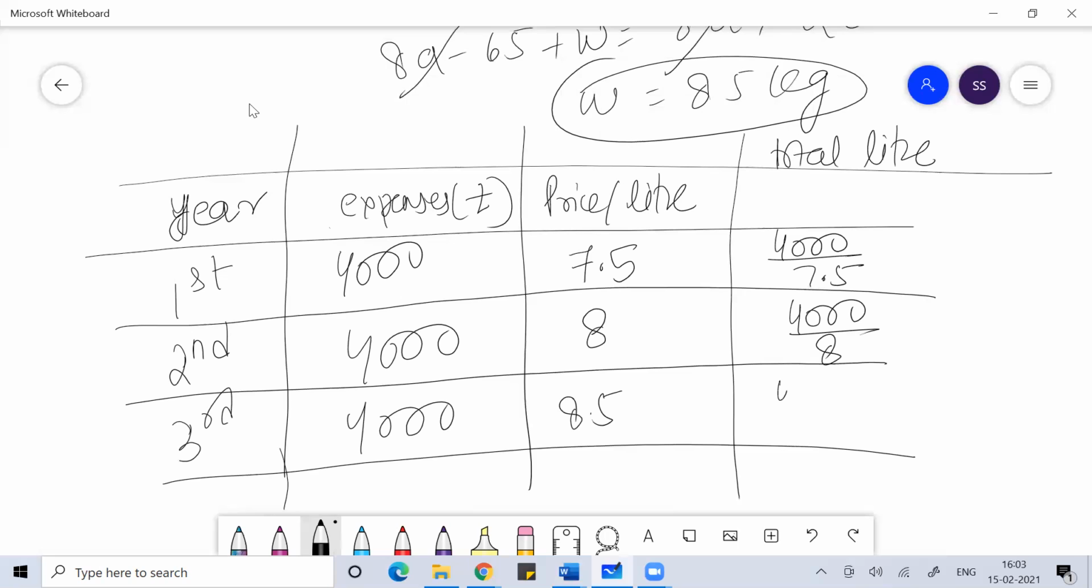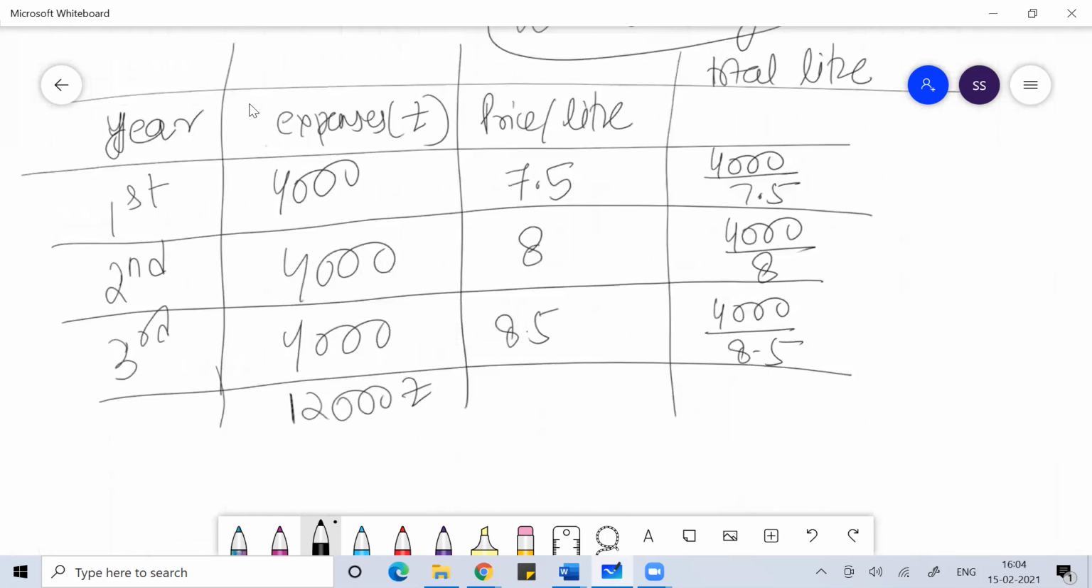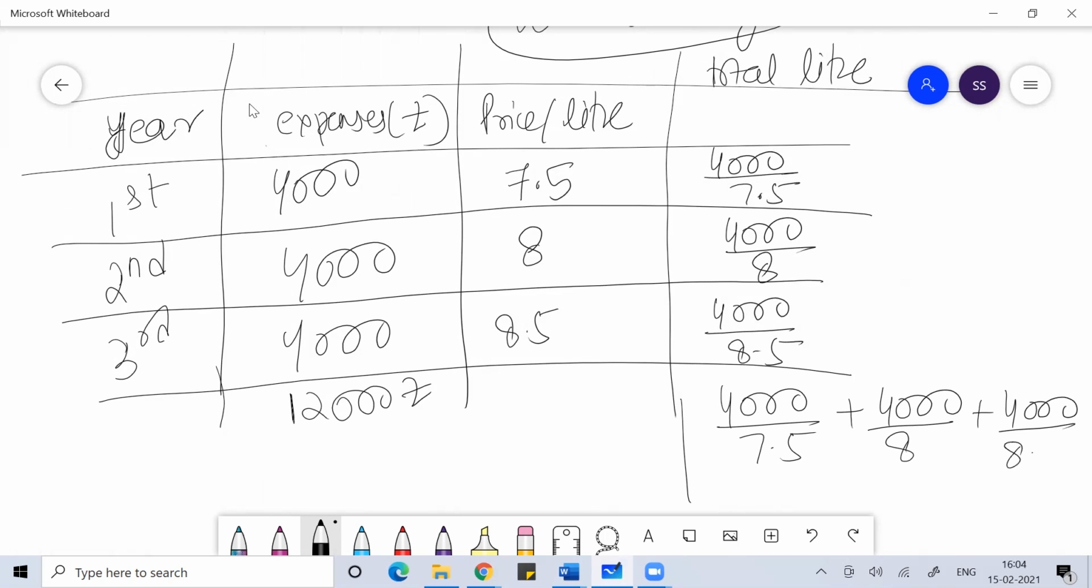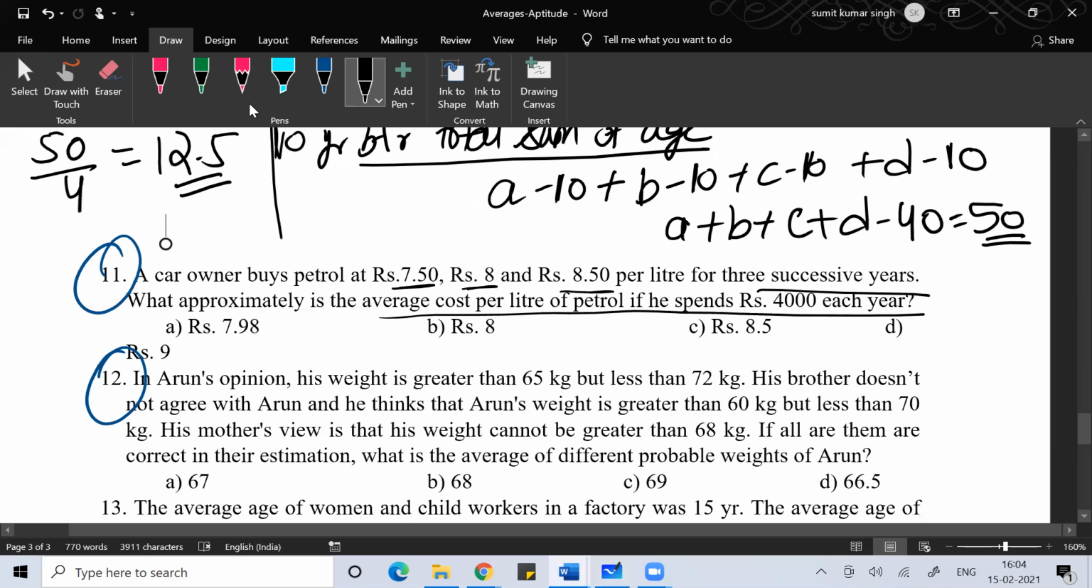Third year, how much did he get? 4,000 divided by 8.5. So in total he spent 12,000 rupees. And how many liters of petrol did he get? He got 4,000 divided by 7.5 plus 4,000 divided by 8 plus 4,000 divided by 8.5. This many liters of petrol he got.